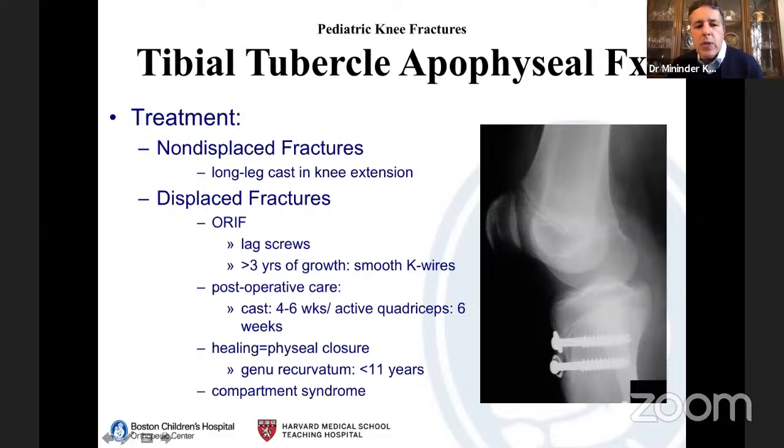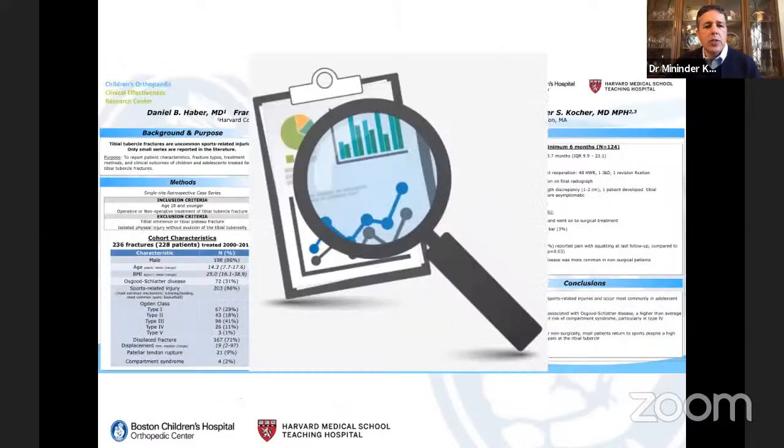If you have more than 3 years of growth remaining, you can use smooth K wires, but remember that's less common because these fractures are typically happening in adolescent patients nearing skeletal maturity. And then you need to follow growth afterwards, particularly in the younger patients. If they have a growth disturbance of the tibial tubercle apophysis, that's going to result in a hyperextension or recurvatum type of deformity. And then the other snake to be aware of is compartment syndrome. That's been well described with tibial tubercle apophysis fractures, particularly higher energy injuries.